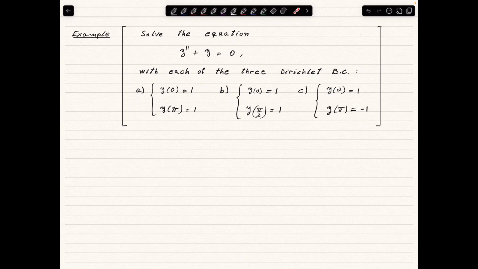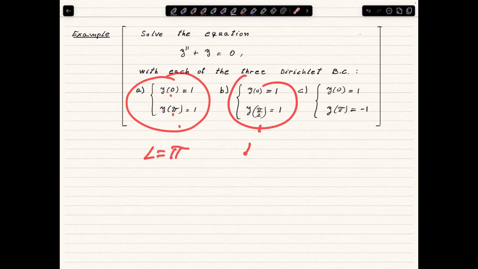Solve this differential equation. Notice that here we are choosing k to be 1, which in particular is positive, so we are in case b in the theorem. So solve this differential equation for each of the following 3 Dirichlet boundary conditions. Here we have one choice of the value of L. Here L is pi. Here we have a different choice of the value of L. L is pi over 2.